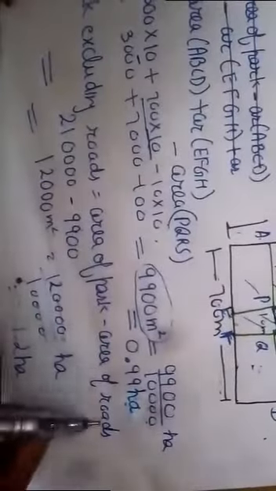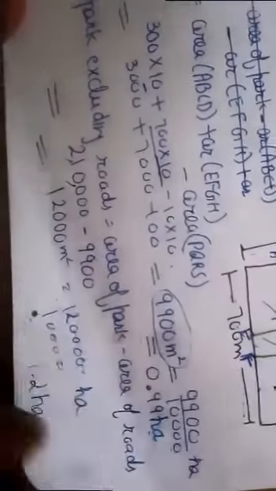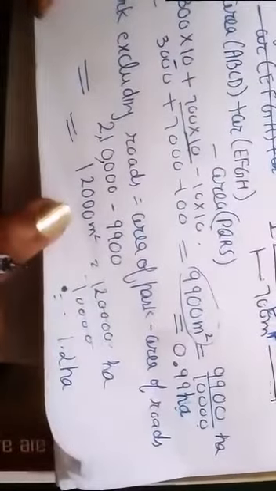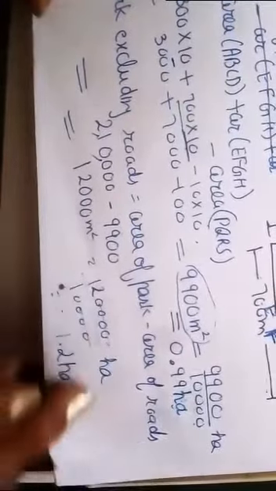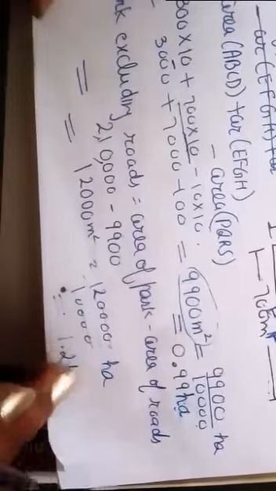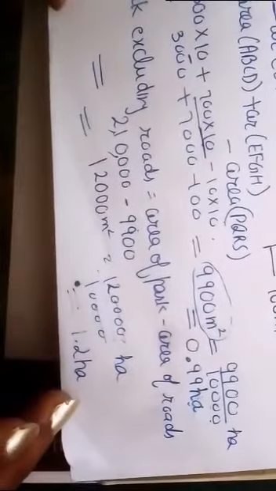So area of park is length into breadth, that is 210,000 meter squares. So the area of park excluding the road is area of park minus area of road, that is 210,000 minus 9,900. After subtracting, we get 200,100 meters square. So we have to convert it into hectares. We will divide by 10,000. So after dividing, we will get 20.01 hectares. So this is your final answer.